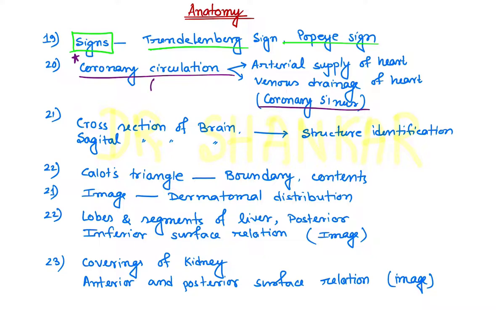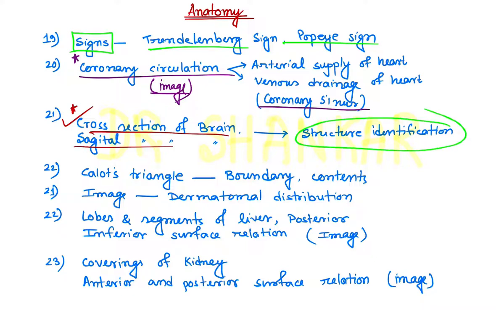So image based questions can also be given, like which one is great cerebral vein, middle cerebral vein, small cerebral vein, like this. And the next thing that is important, a recent trend, cross section or sagittal section of brain, along with structure identification and related anatomy, like identification of the cerebellum, identification of the fornix, identification of the septum pellucidum, then Broca's area, Wernicke's area.